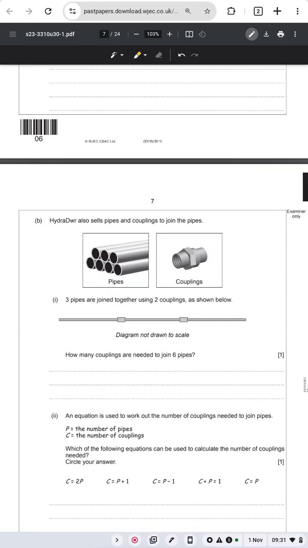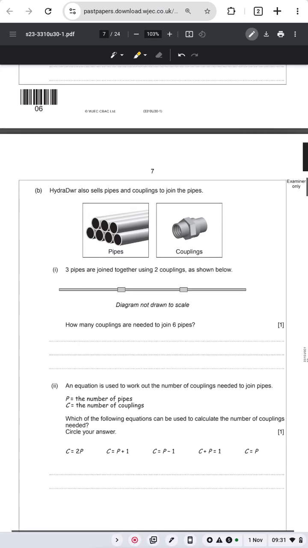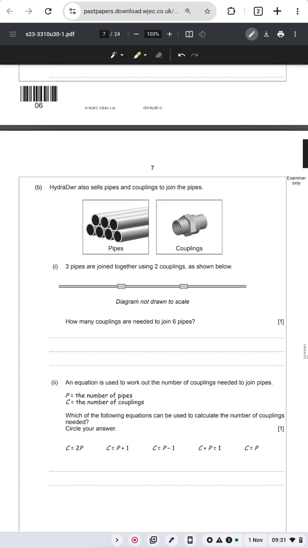Hydro sells pipes and couplings to join pipes. 3 pipes are joined using 2 couplers, as shown below. How many couplers are needed for 6 pipes? So we can see there is 1 less coupling than there are pipes. So in this top example there are 3 pipes but only 2 couplings. So that means that 5 couplings are needed.